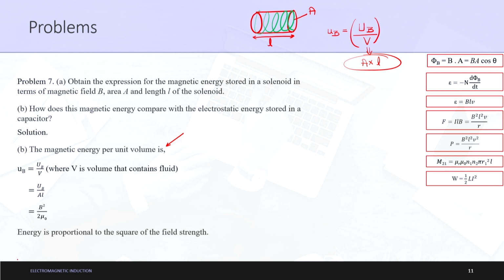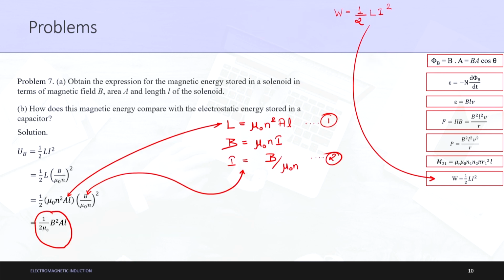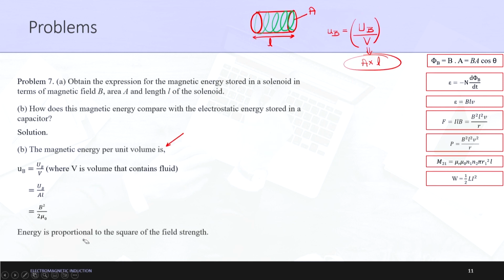Moving on. So, it is nothing but capital UB upon small a into capital A into small l. The value we got for UB was half 2 mu naught into B square into capital A into small l. Dividing this expression by capital A into small l leaves us with only B square by 2 mu naught. So, small ub is nothing but B square by 2 mu naught.